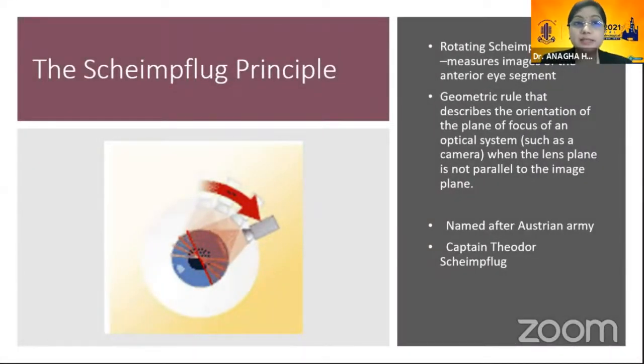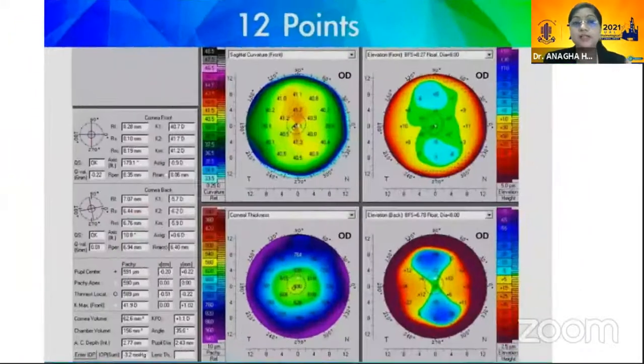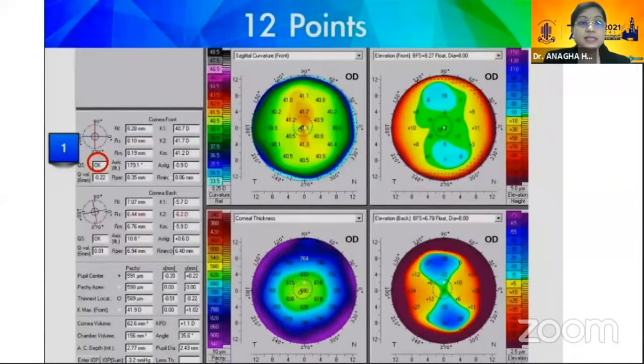The most important thing here is the Scheimpflug principle, which is used in the Pentacam, which gives us the anterior and the posterior corneal elevation maps and limbus to limbus global pachymetry. Now, what are the points that we need to see here? The first thing is the quality specification.